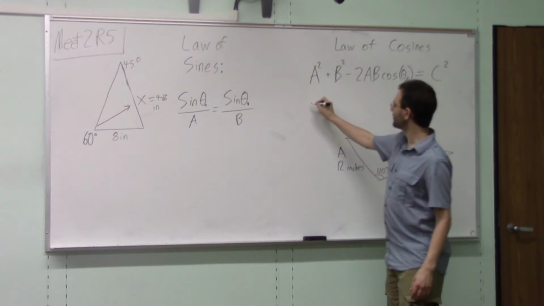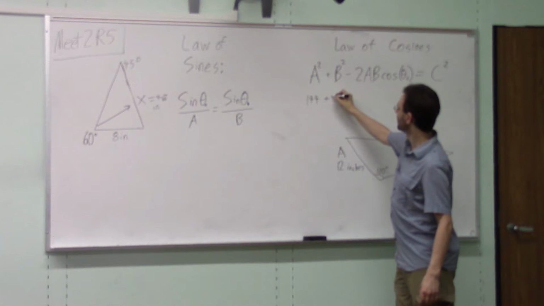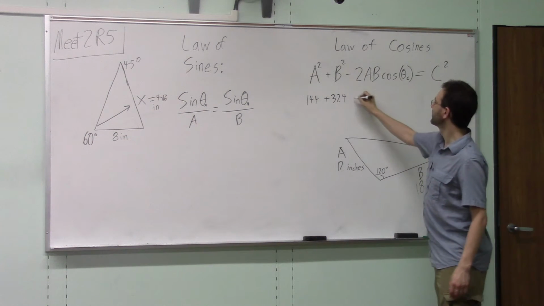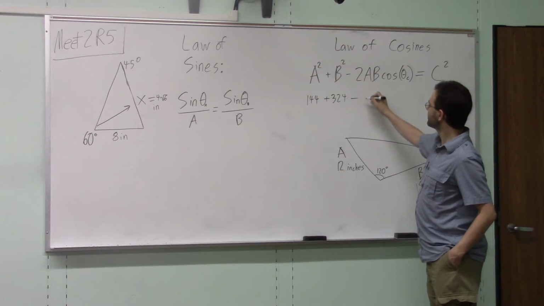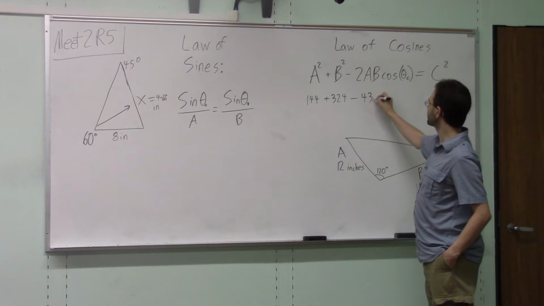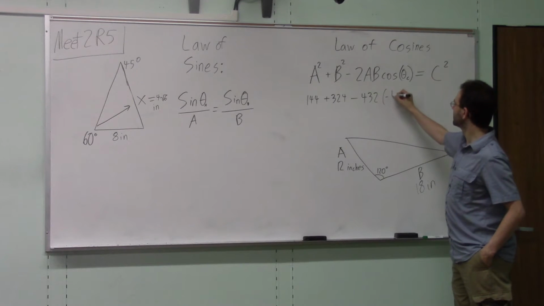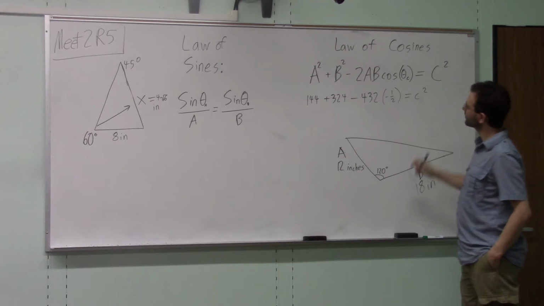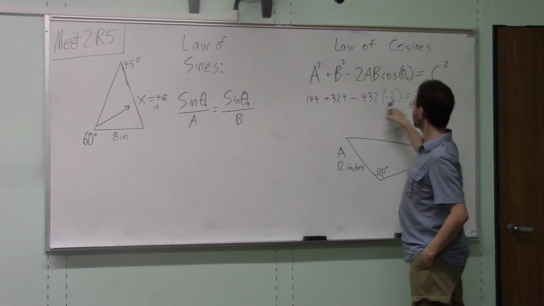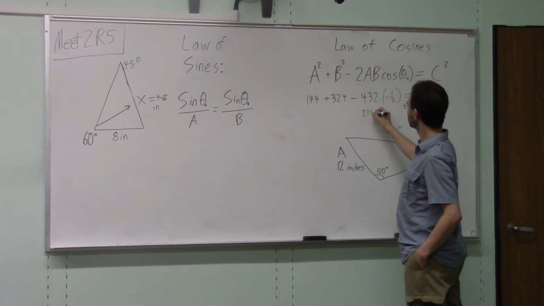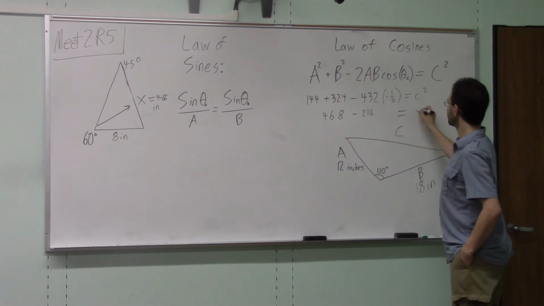A is 12, so this would be 144. B is 18, so 324. That times that is 216, times 2 is 432. Cosine of angle C, that's negative half, equals C squared. This is C. Those add, well, this is 216. This is 468 equals C squared.